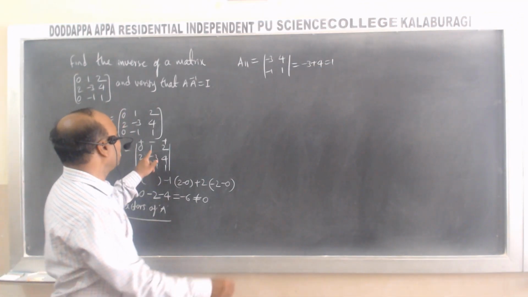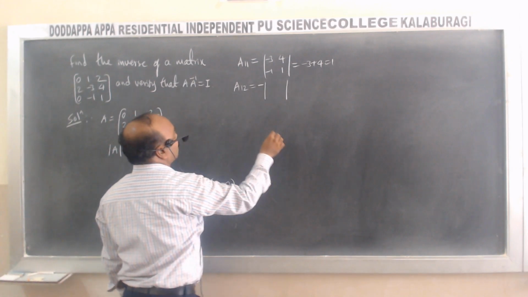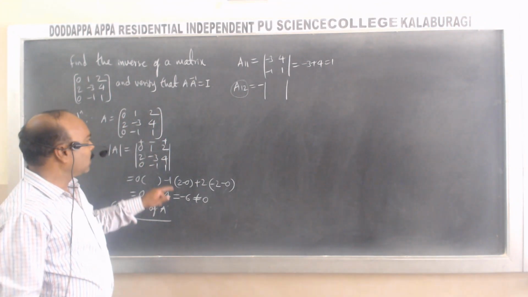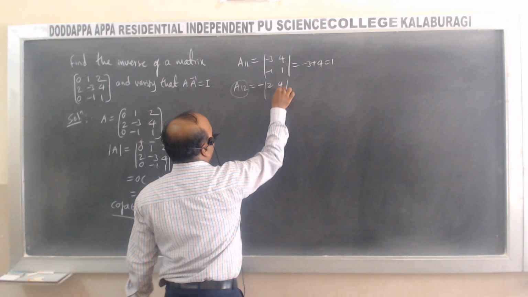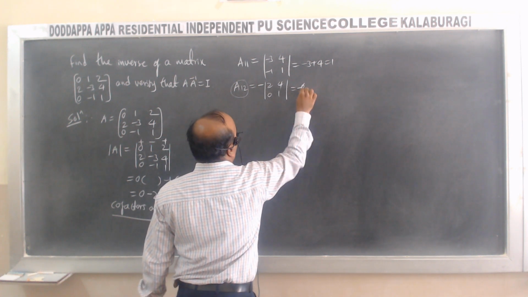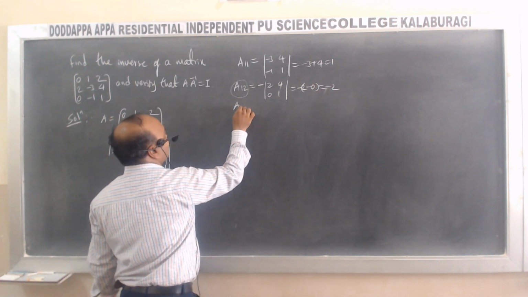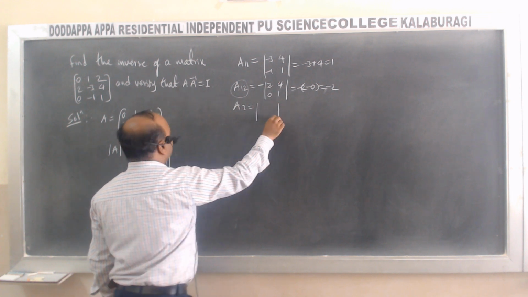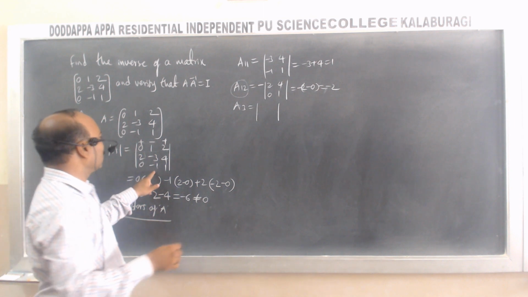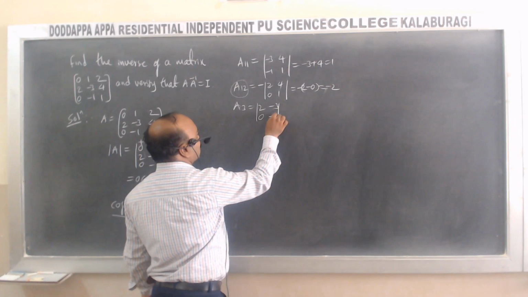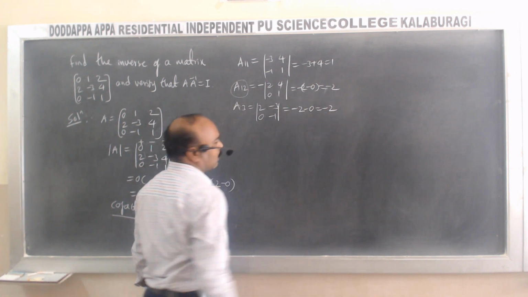Next we go for the second cofactor, that is A12. It is minus of the determinant because it is an odd position. Now deleting this column and this row, we get 2, 4, 0, 1. So we get minus of 2 minus 0, it is minus 2. Next A13, it is the determinant of, by deleting this column and this row, 2, minus 3, 0, minus 1. So it is equal to minus 2 minus 0, it is minus 2.